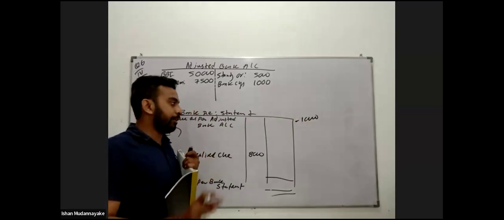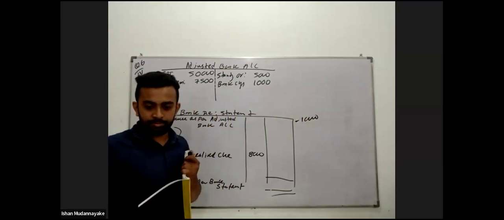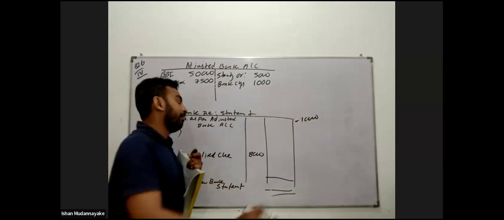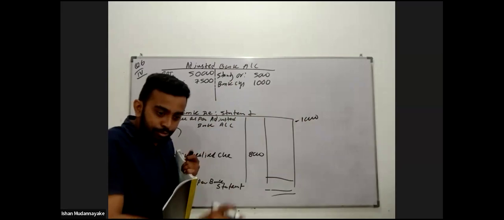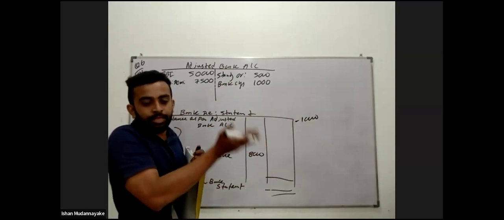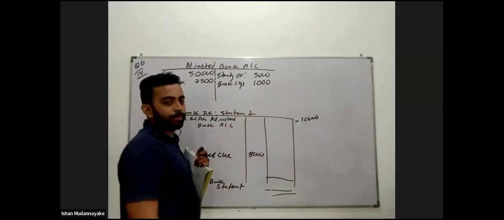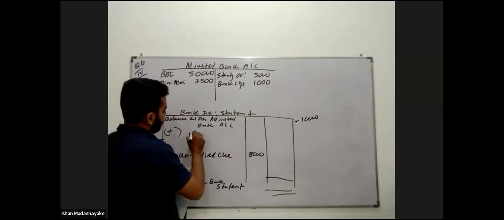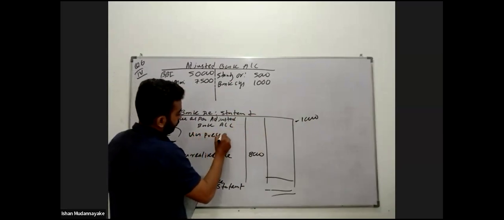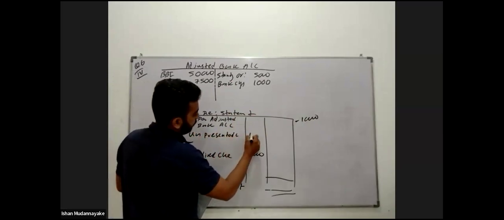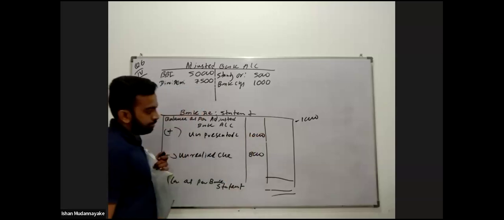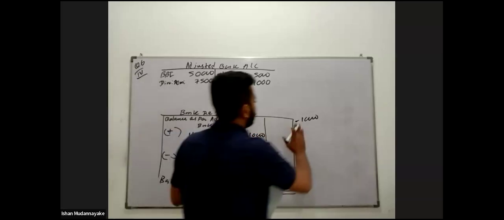Therefore, there is a difference between the balance and the bank statement. So you can add back the 10,000. I have deducted, so I will add that amount. Then my balance will be equal to the bank statement balance. Unpresented check, 10,000. Right, finish.